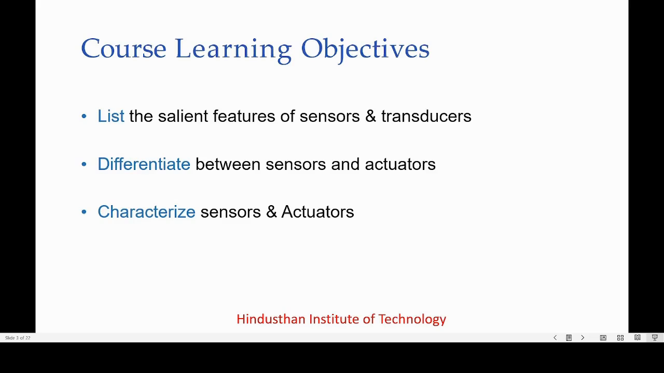What are the course learning objectives of today's topic, IoT Sensing. First objective, we have to list out what are the salient features of sensors and transducers. Second course learning objective will be we have to differentiate between sensors and actuators. Third course learning objective will be we have to characterize the different sensors and different actuators.